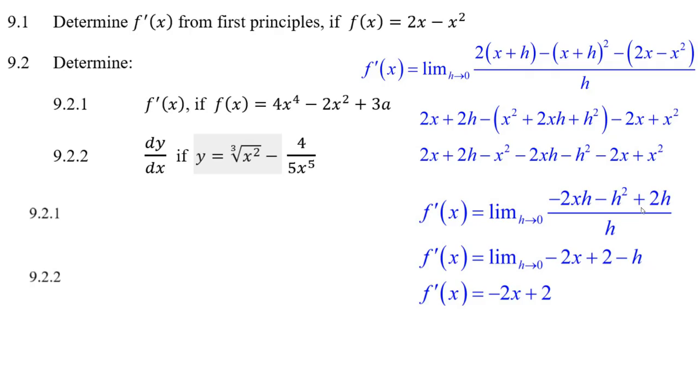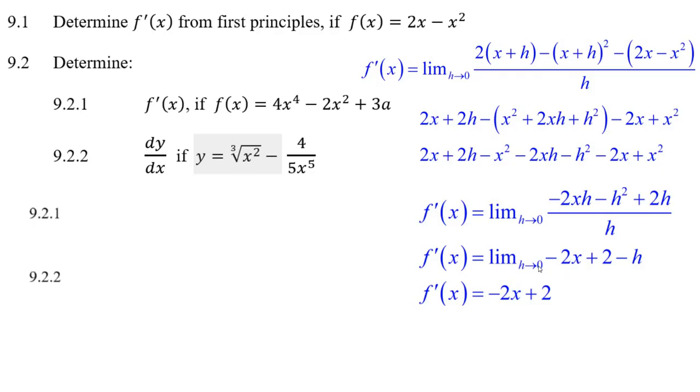Over h. Now just if you factor this h out, it will cancel with this h. Or h divided by h is 1. H squared over h is just h, minus h. And 2h divided by h is just plus 2. And then we have it. The limit as h approaches 0 is minus 2x plus 2 minus h.